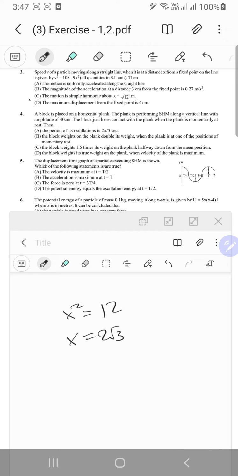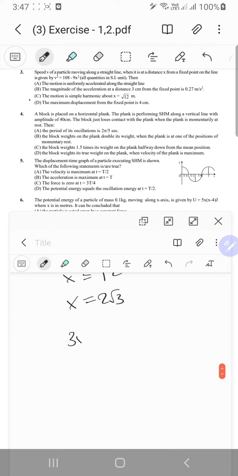No, it's not 4 centimeters. It's all in SI units. It cannot be like that. The motion is uniformly accelerated along the straight line. No, it's not uniform acceleration, it's linear acceleration. The magnitude of the acceleration at distance 3 centimeter. Oh yes, like 3 times 10 to the power minus 2 meters, right?